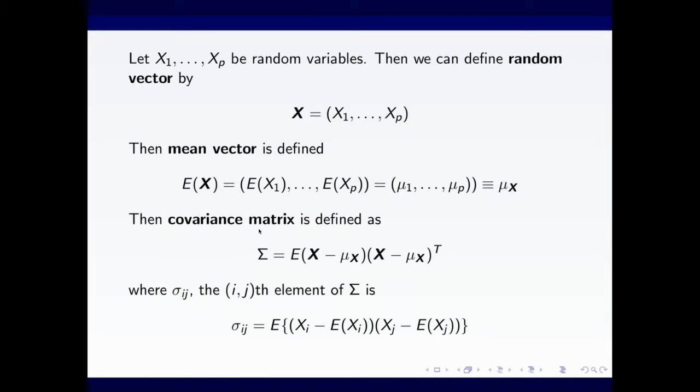And then we define the covariance matrix, which is the vectorized version of the covariance between two variables. This capital sigma is equal to the expectation of bold x minus bold mu_x, times bold x minus bold mu_x transpose. The expectation of this matrix product is the covariance matrix.